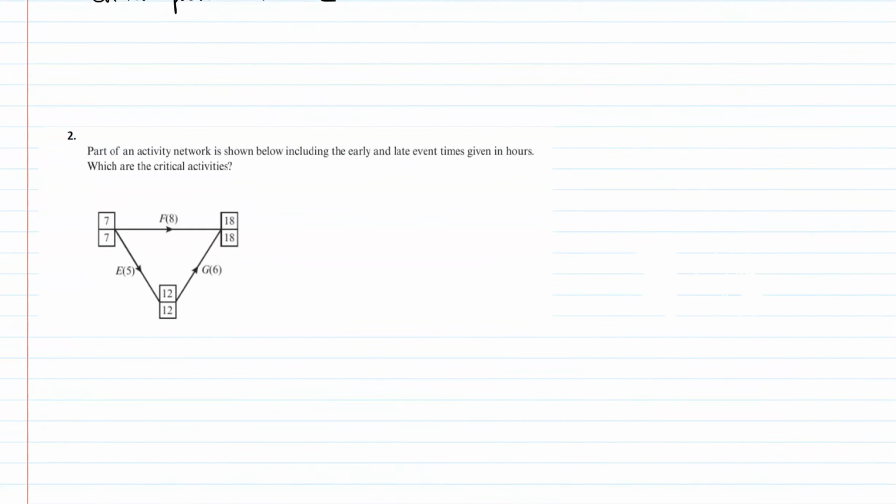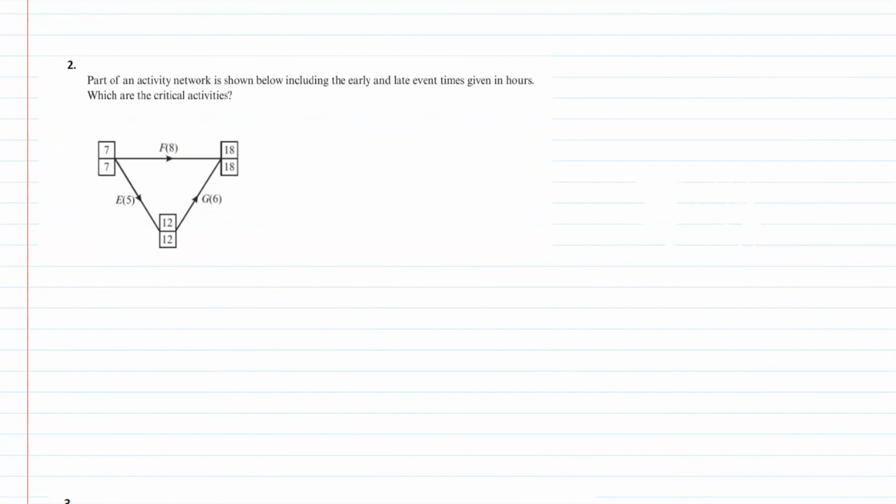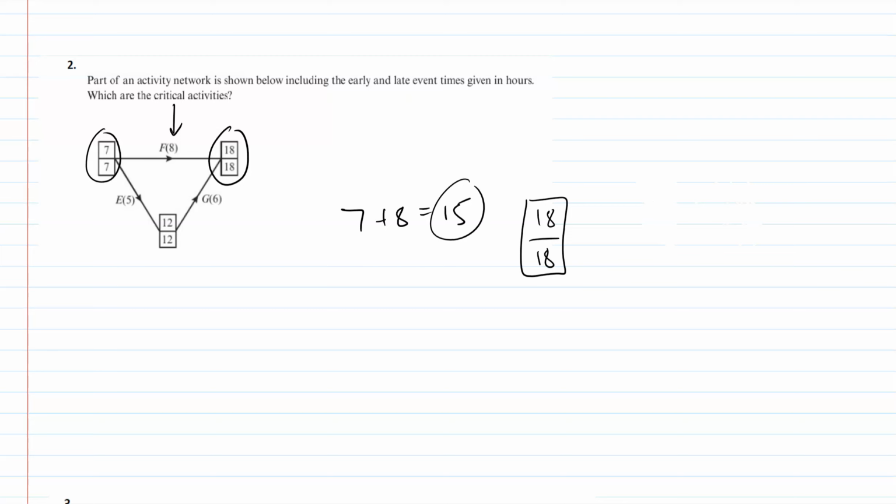So look at question 2. Part of an activity network is shown below. Which are the critical activities? Sometimes you have to be very careful, because this here and this here look like they spell out a critical activity, since the numbers are the same top and bottom at the end of the activity. However, F is only 8, and if you add 8 on to 7, hopefully you'll get 15, and that means the next activity is 18. So it can start at 18. So I've actually got a bit of leeway.